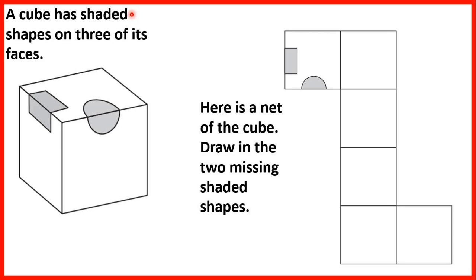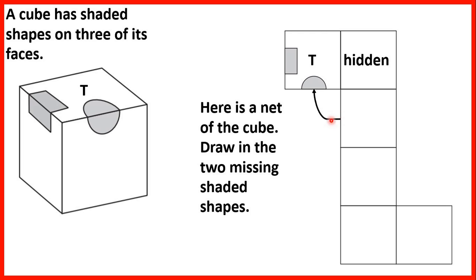A cube has shaded shapes on 3 of its faces. Here is a net of the cube. Draw in the 2 missing shaded shapes. So we can see that the face at the top of the cube is this face here, and that means that this face is hidden because this face will be the face that's on this side.